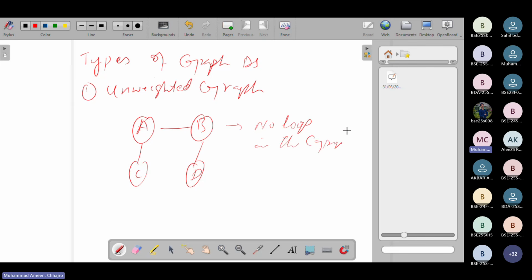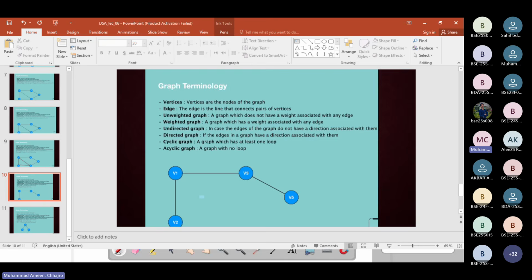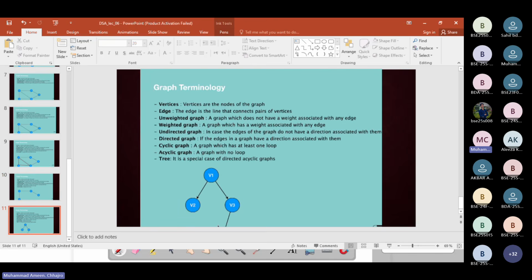If there is no loop in the graph, that is called acyclic, means does not have any loop. So there is no loop. So in such a graph, we can say this is an acyclic graph. So these are the wonderful concepts.